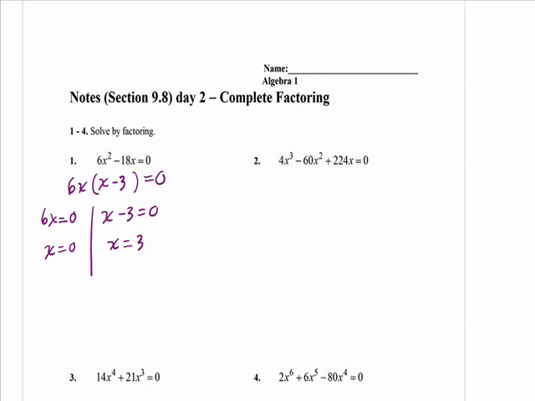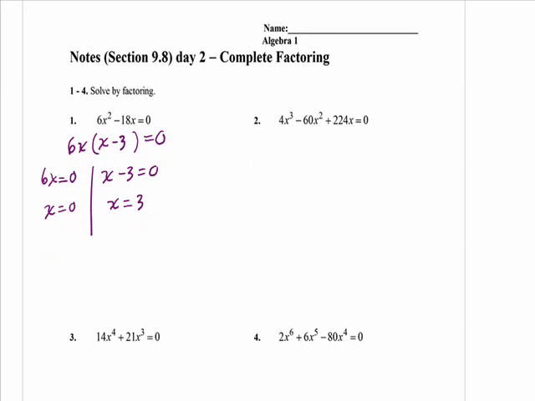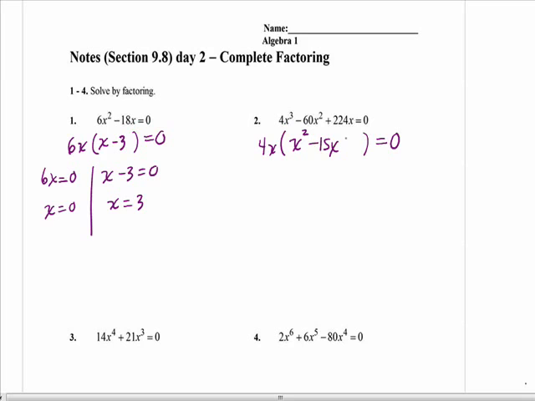Now, looking at number 2, we see we have 3 terms, but each term has what? Kevin, what does each term have on number 2? Yeah, they're all divisible by a 4x. So one set of parentheses at this point. Divide each by 4x. We get x squared minus 15x. And for those of you who don't have this next one, it's 56.